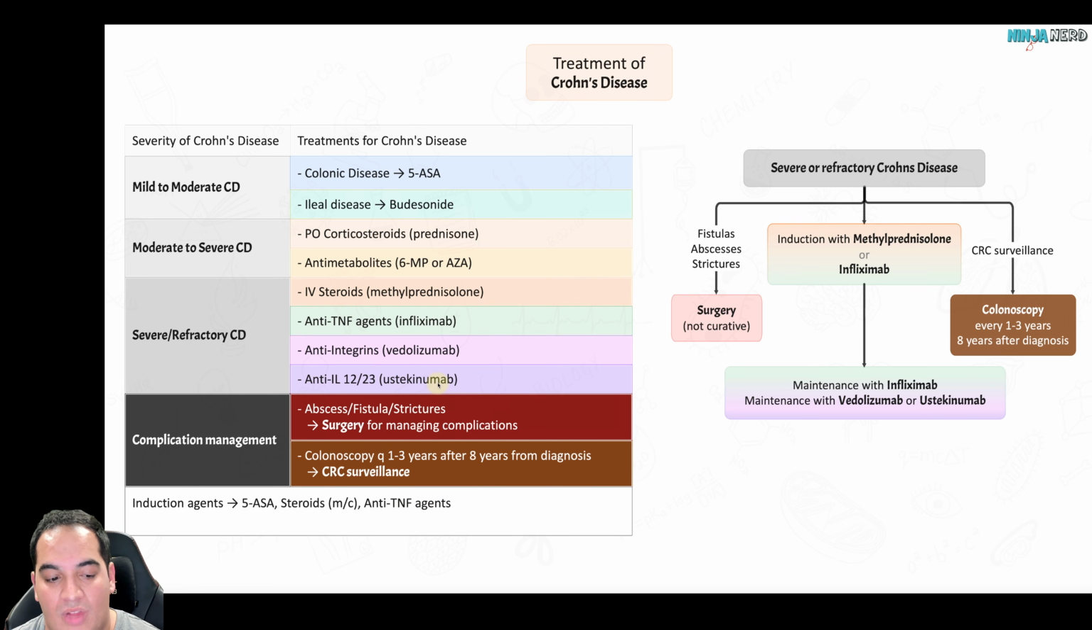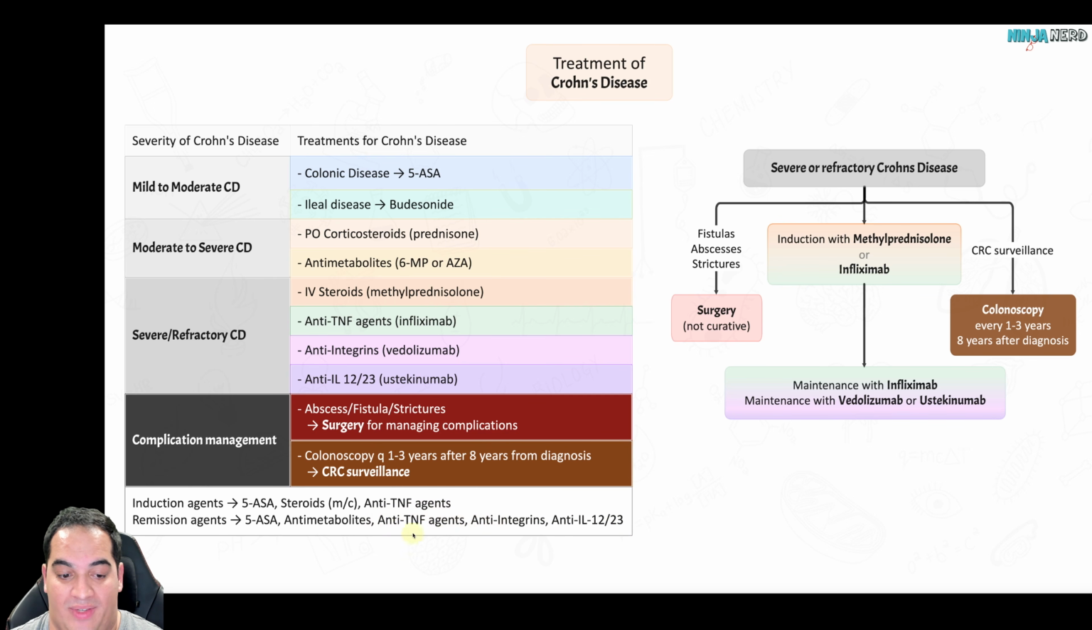Okay? Maintenance therapies are primarily 5-ASA, so this is an interesting one where you can have both of that, anti-metabolites like 6-mercaptopurine, azathioprine, anti-TNF agents, again, it's both an abortive or induction agent and remission agent. And then anti-integrins and anti-interleukin 12-23 can also be remission agents as an alternative to anti-TNF agents. All right, that's a lot.